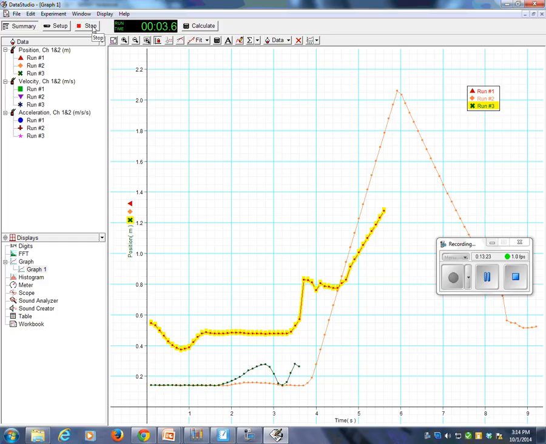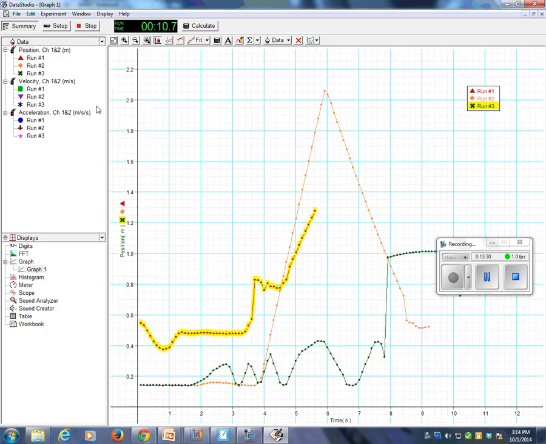Why is it going up and down still? Because he's moving his hand. Oh, so it's picking up, and then all of a sudden it jumped because I picked up the cart, because he moved his hand.